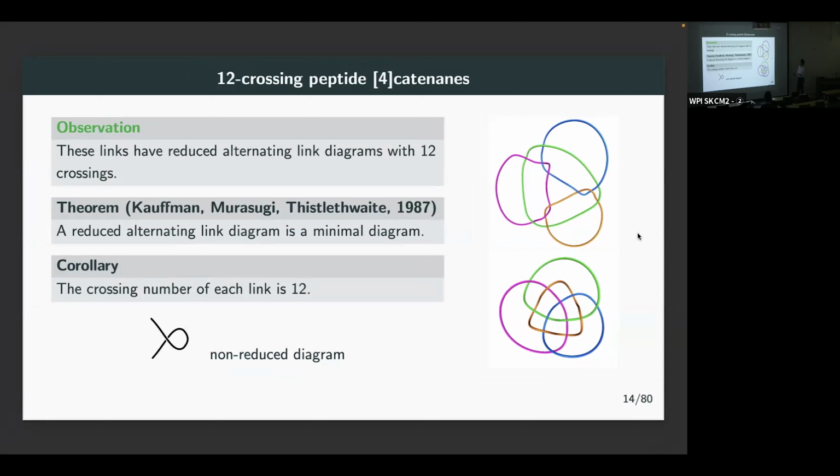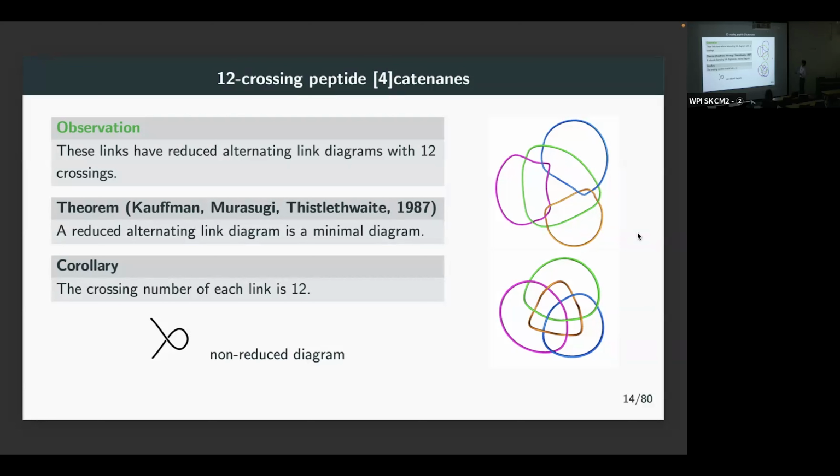The alternating diagram is called reduced if there is no nugatory crossing like in this picture. If you have such a crossing, then you can just twist and reduce the crossing number, and that diagram is called non-reduced. If there is no such crossing, then it is a reduced alternating diagram.